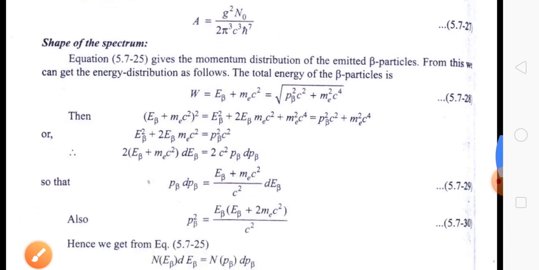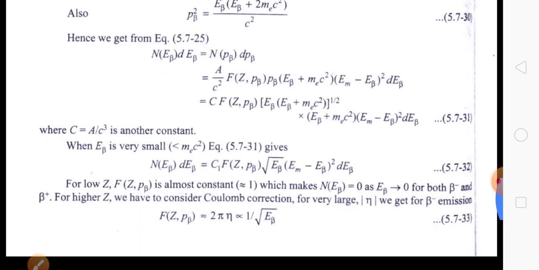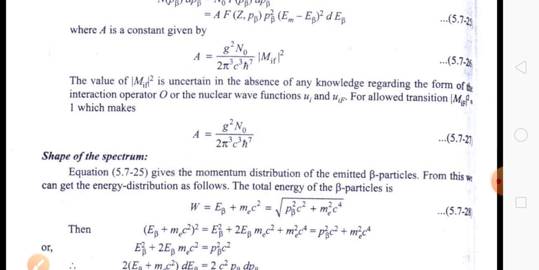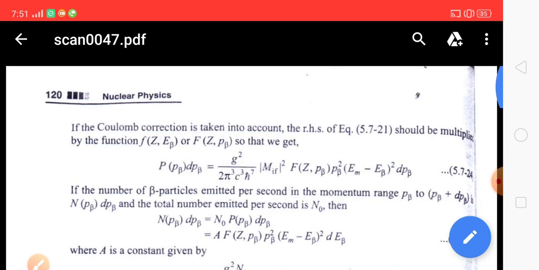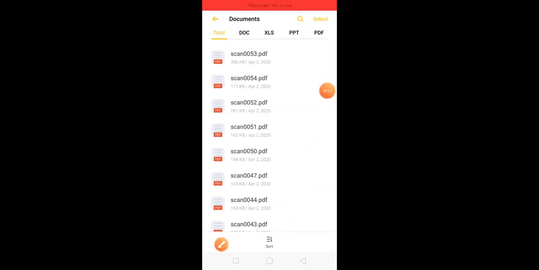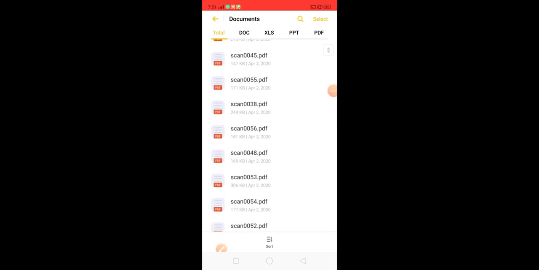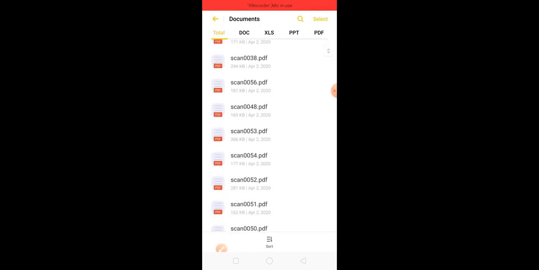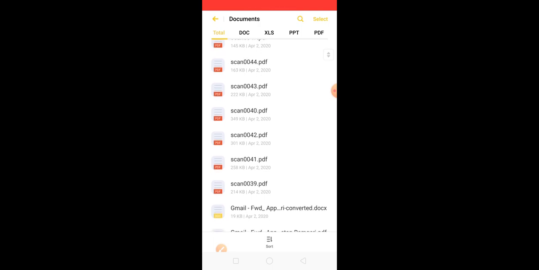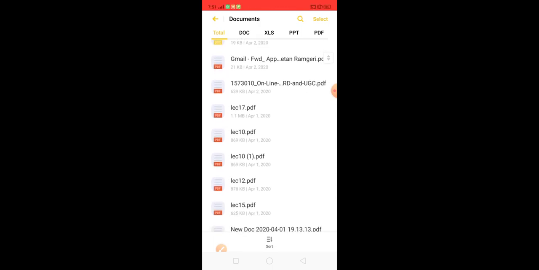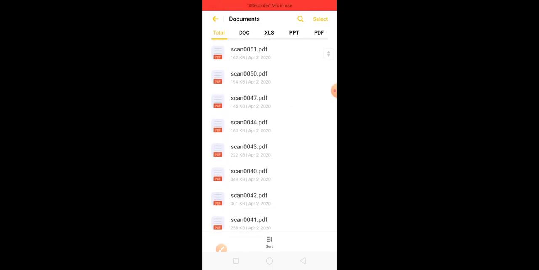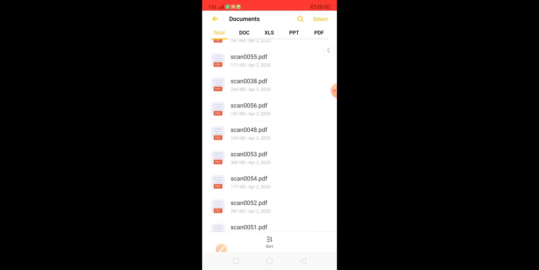See the shape of the spectrum. One minute, I will show you a figure and you should draw that graph, then only you will understand. Please wait a moment. I will open that page. Page 48, okay. Here you can draw this.